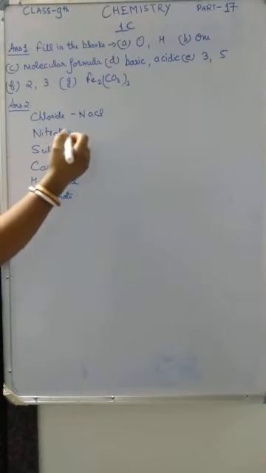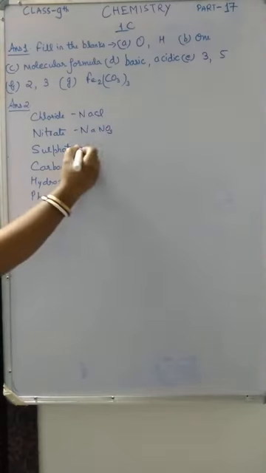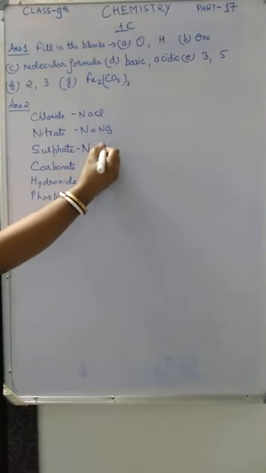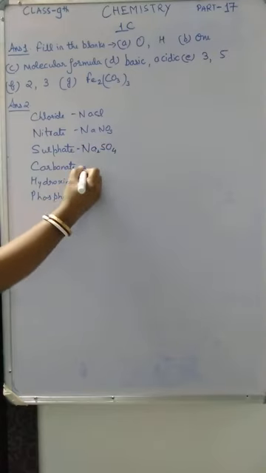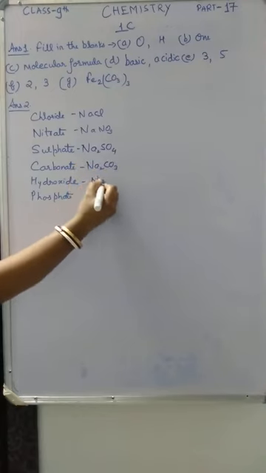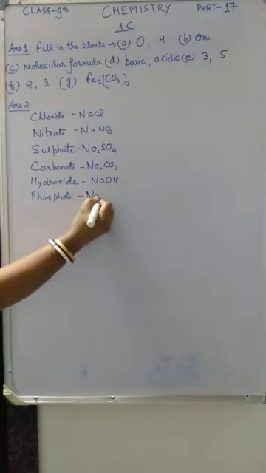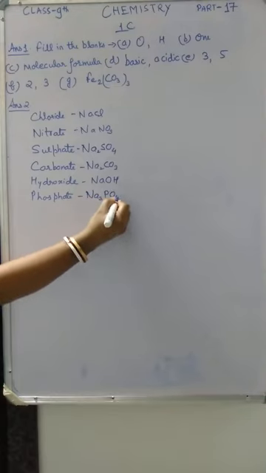Nitrate, NaNO3. Sulfate, Na2SO4. Carbonate, Na2CO3. Hydroxide, NaOH, and phosphate, Na3PO4. This is for sodium.